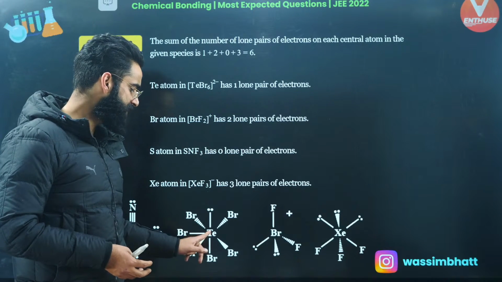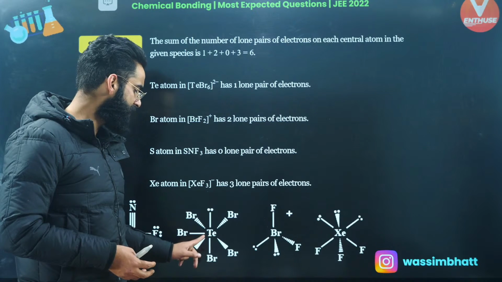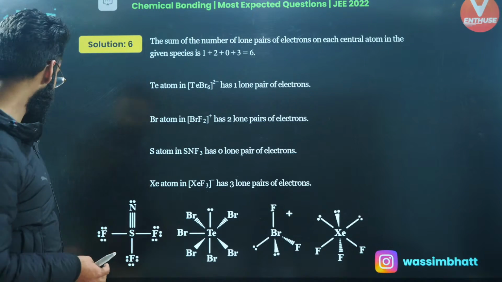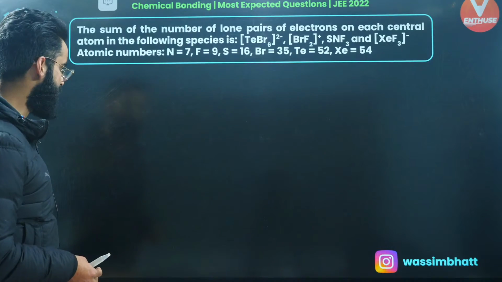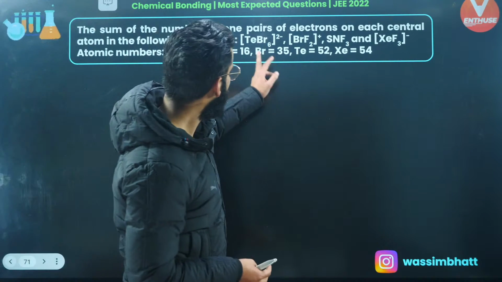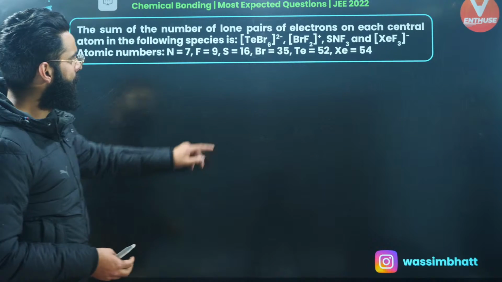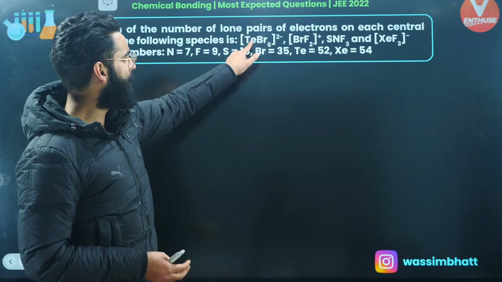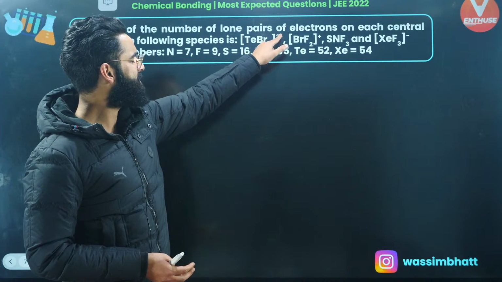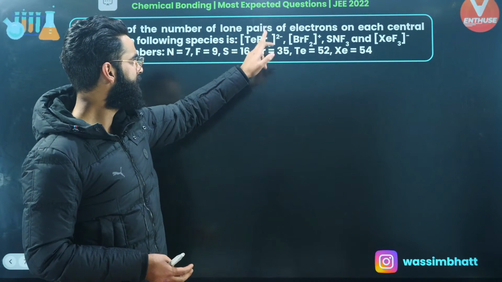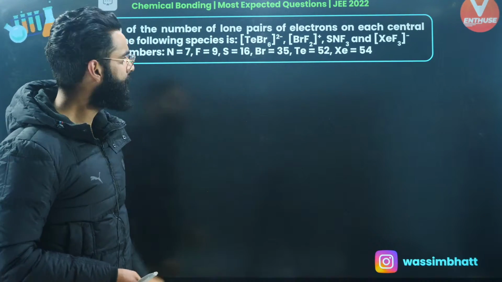Te, how many bonds is it forming? 1, 2, 3, 4, 5, 6, right? Wait, it is TeF6. Just a second, guys. It is basically TeBr6 dinegative. This tellurium belongs to the oxygen family, right? 6 plus 2, 8 valence electrons. Out of 8, 6 are being used, so there will be 1 lone pair, right? So 6 sigma bonds, 1 lone pair, right?